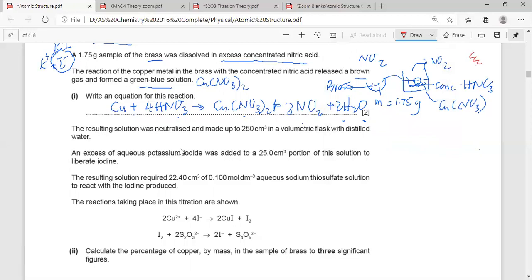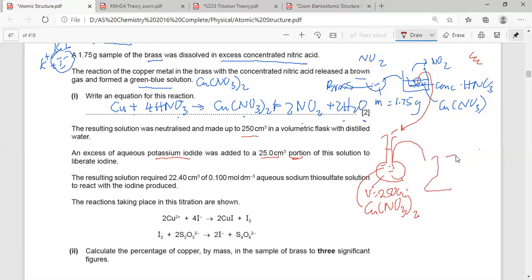Okay, right? That means this is now put into a 250 volumetric flask, which is this one here. This volume here is 250, always. That means it will contain your copper nitrate. Okay, right? You shake. Then an excess of KI was added to a 25 portion of this. That means you withdraw from here into the conical flask for titration. How much do you withdraw? 25.